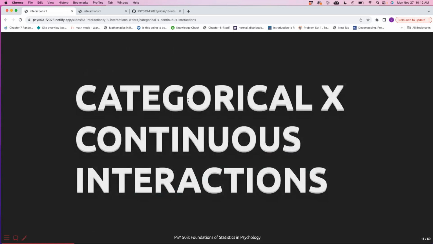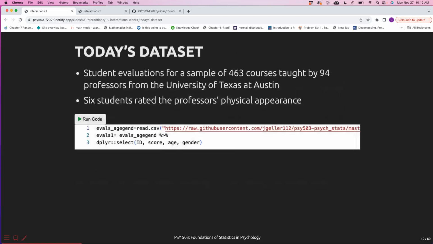So let's go ahead and start off with categorical by continuous interactions. For this, I want to use a data set that we used a couple weeks ago, where we were looking at student evaluations from 94 professors from the University of Texas at Austin. And there was a whole bunch of different variables that were measured. There was a reason why I didn't want you to use categorical variables, because I wanted to use them at this very moment. So that's what we're going to do today.